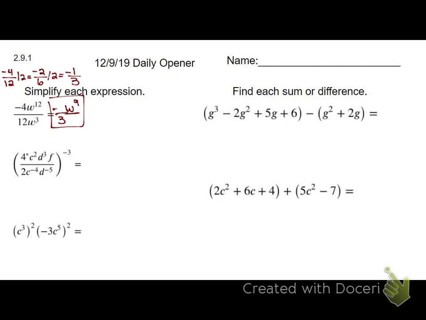Okay, let's take a look at the next one. So I'm looking down below here. I have, in parentheses, 4 to the 0, c to the 2nd, d to the 3rd, f, divided by 2, c to the -4, d to the -5th, in parentheses, and it's all to the power of -3. So how am I going to start to solve this problem, Maddie? What's the first step I'm going to have to do here?